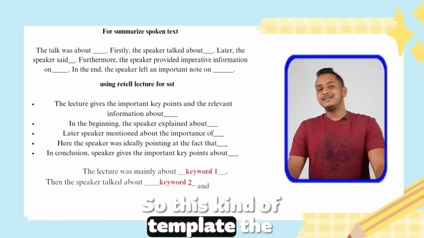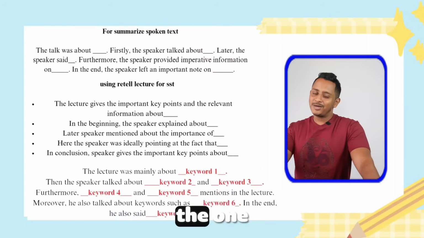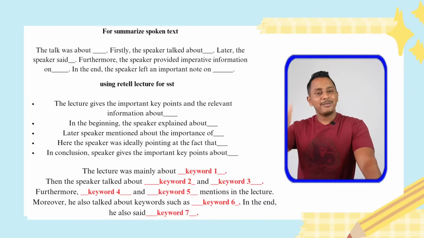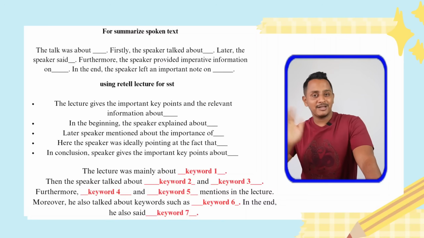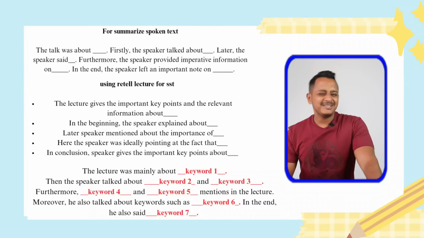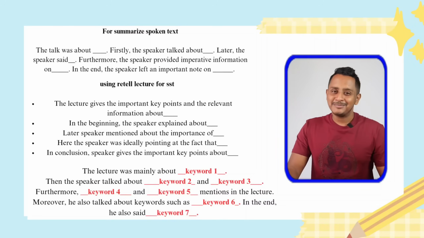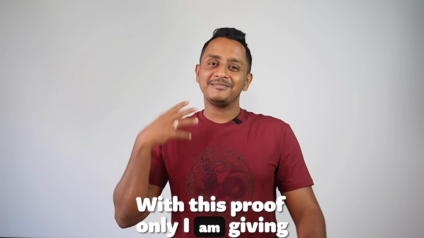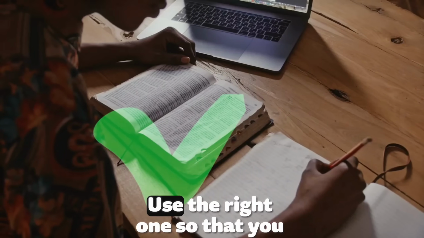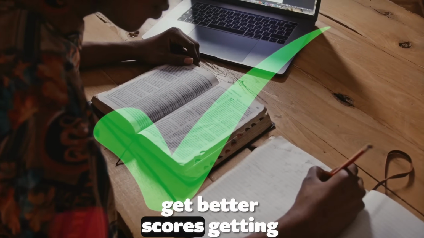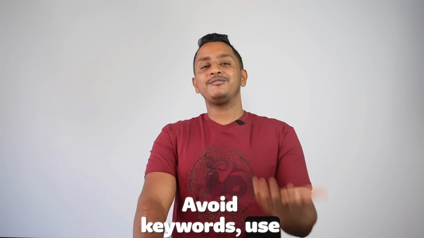So this kind of template, the lecture was mainly about. The one I showed in the Retell lecture, the same one, where people write keyword 1, then the speaker talked about keyword 2 and keyword 3. Furthermore, keyword 4 and keyword 5 were mentioned in the lecture. Something like this, avoid using it. We have tried and tested this multiple times. With this proof only, I am giving you this right information. Use the right one so that you get better scores. Getting it right: avoid keywords, use phrases.